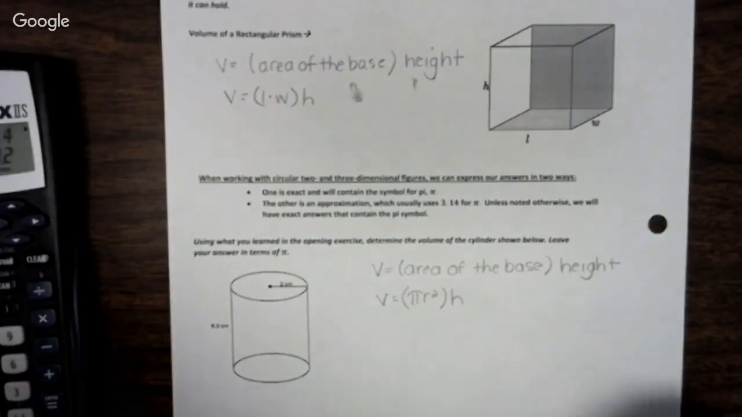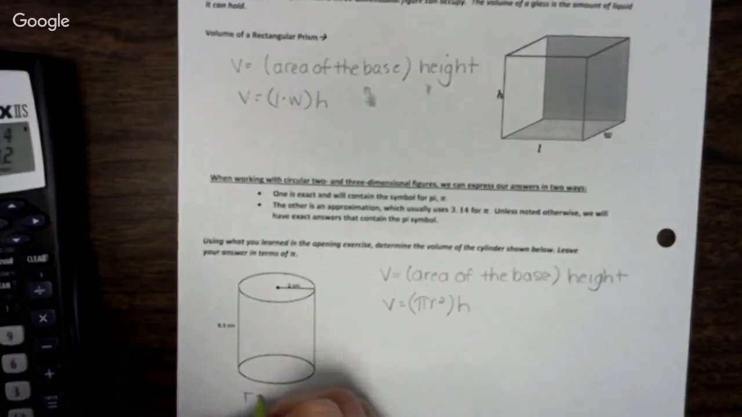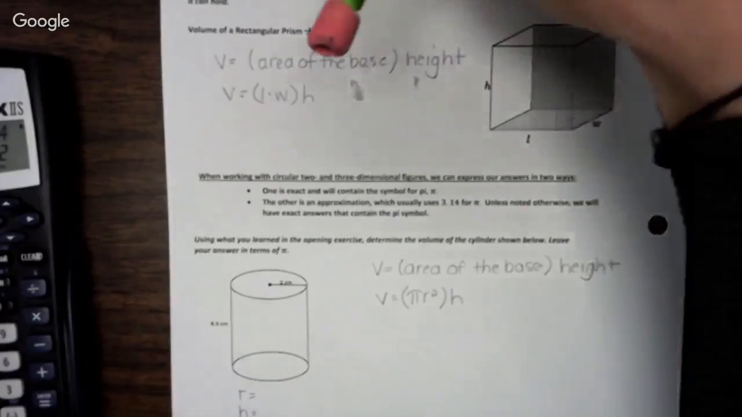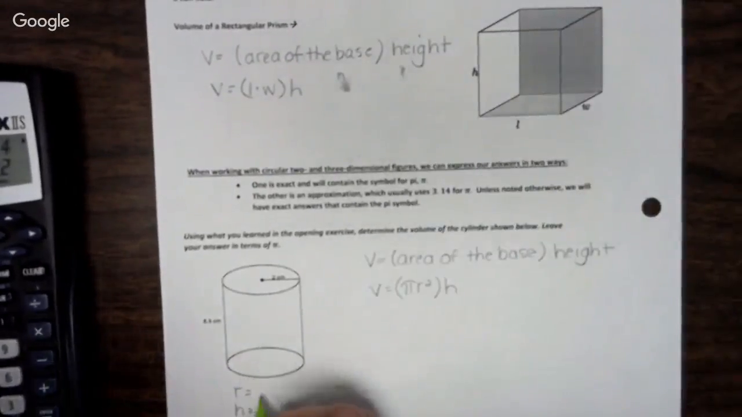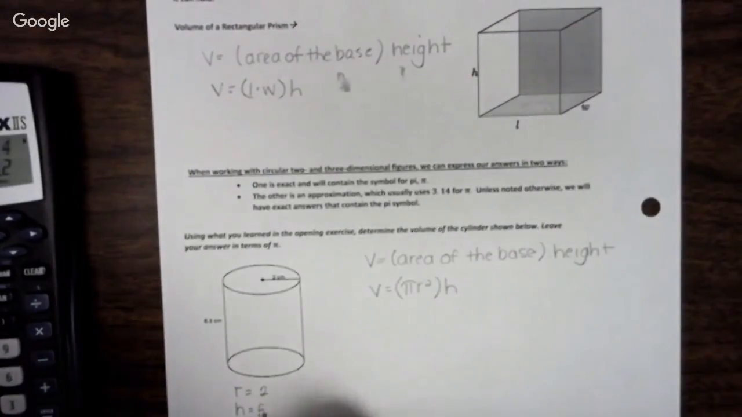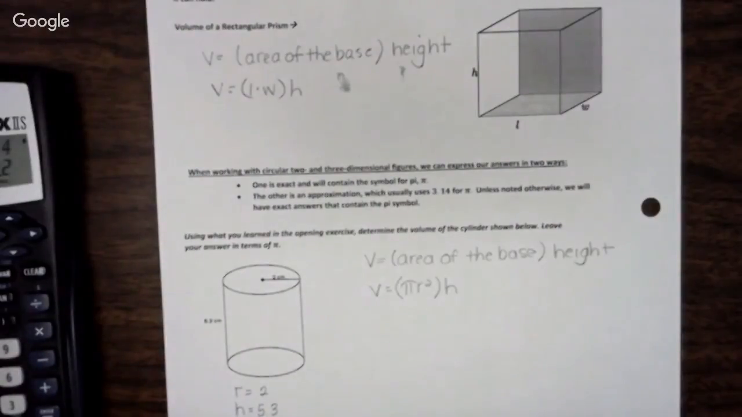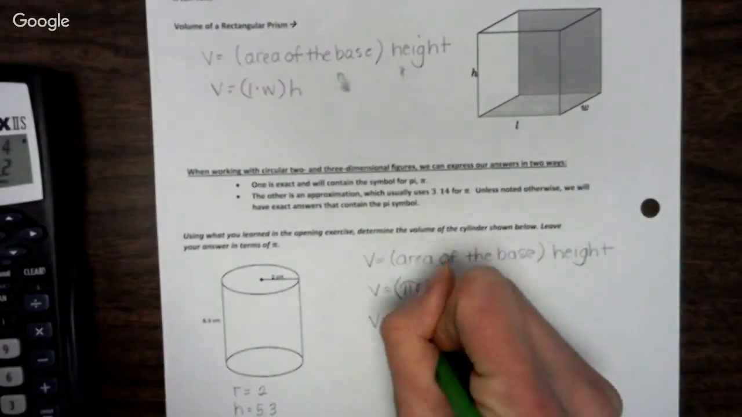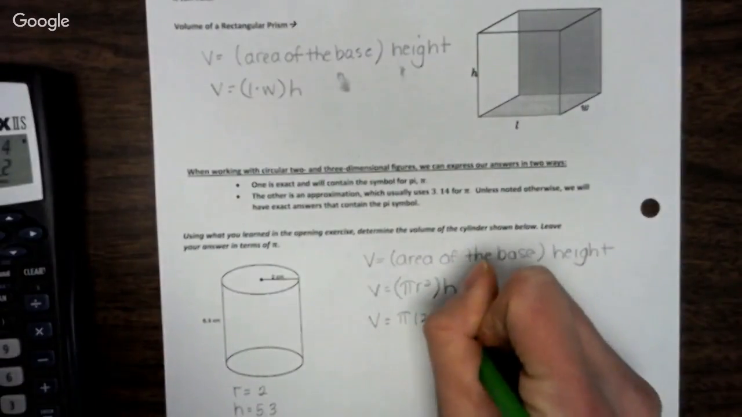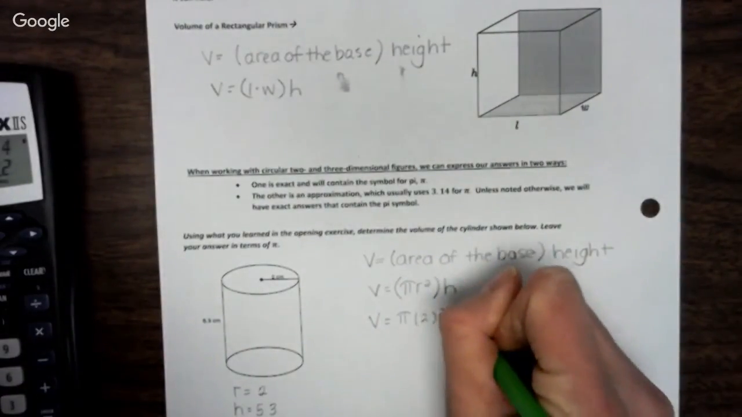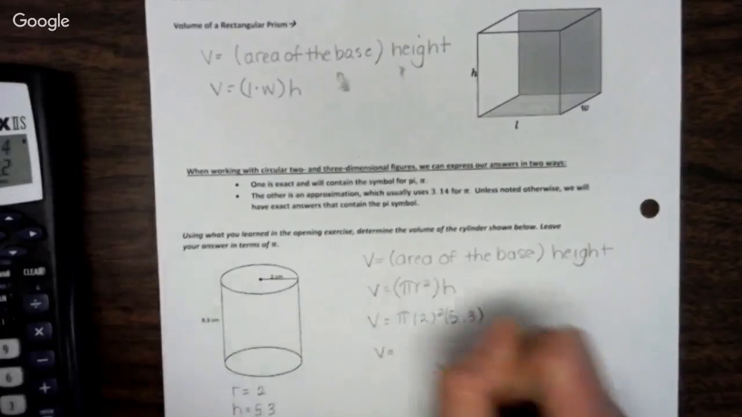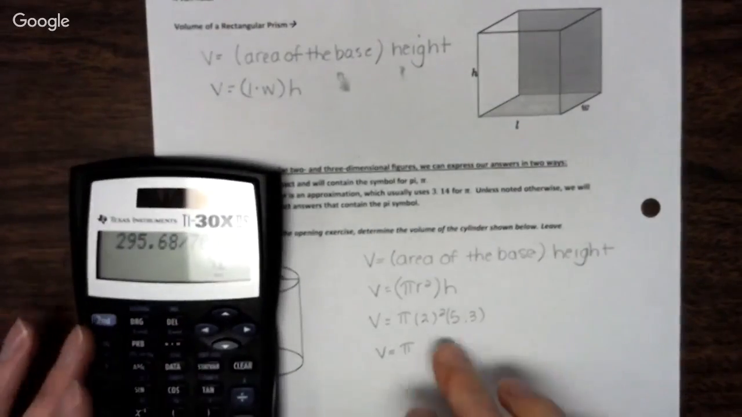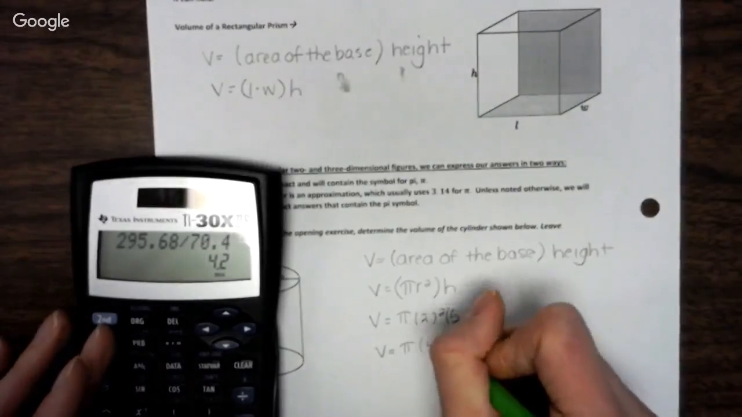All right, so of course, before we do this, we need a little cheat sheet. We need to know what is the radius and what is the height of this cylinder. So if I look at this, the radius is 2, the height is 5.3. Those are the two dimensions we're going to use. So let's substitute them in the formula. So pi times 2 squared times 5.3. Following PEMDAS, we're going to do the exponent first. So 2 squared is 2 times 2, or 4.